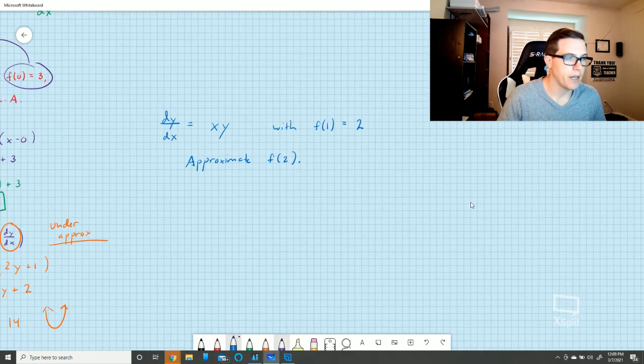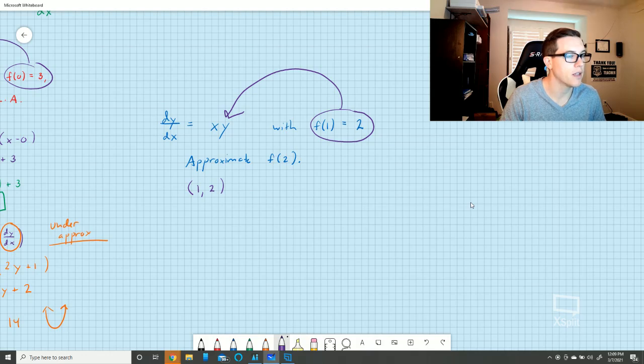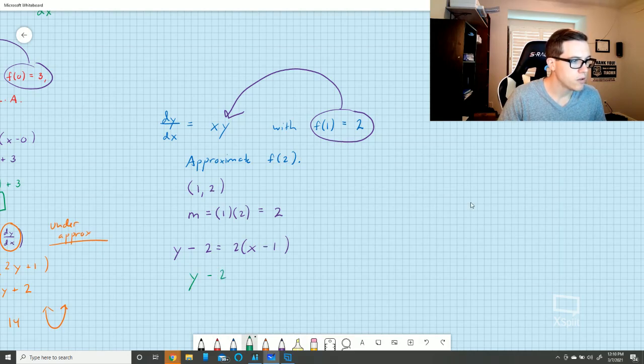All right, same logic. We got our slope, we got our point, so our point is 1, 2. Our slope is to plug the point into the slope. And look, in this case, we have both variables, x and y. So plug in both x, which is 1, and y, which is 2. That's our slope. So when we make our tangent line, y minus the y coordinate equals the slope times x minus the x coordinate. And we get y equals 2 times x minus 1 plus 2.